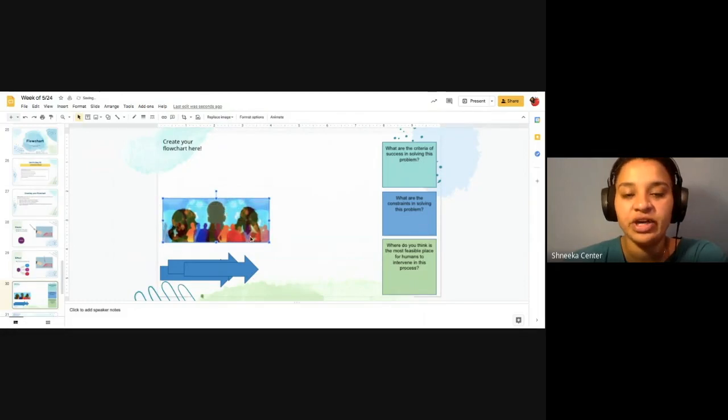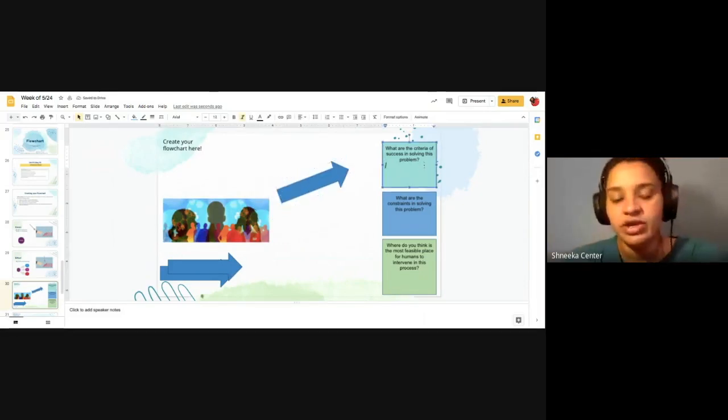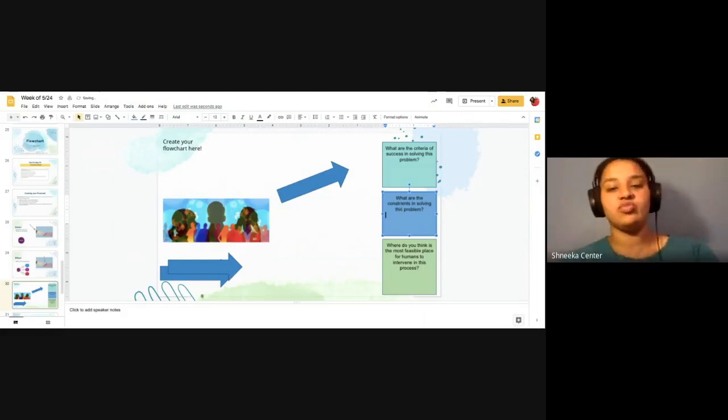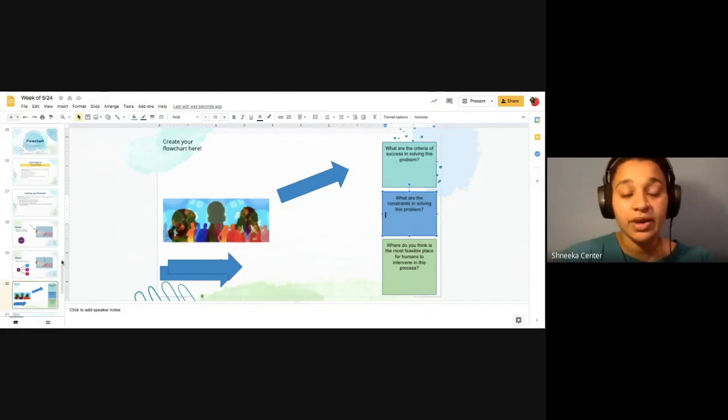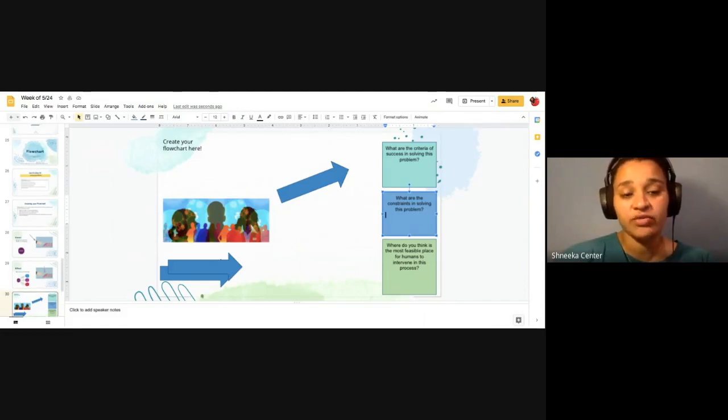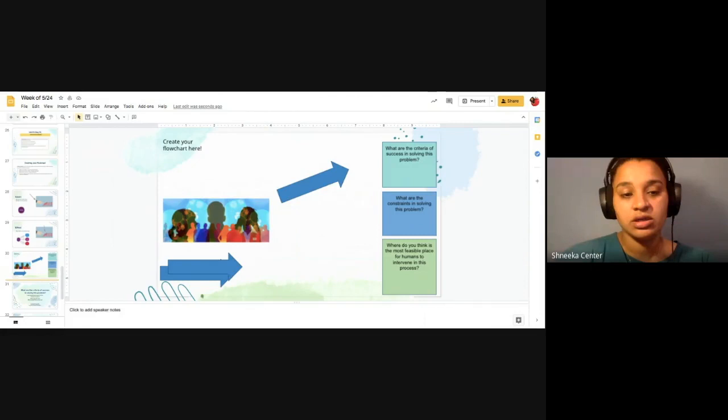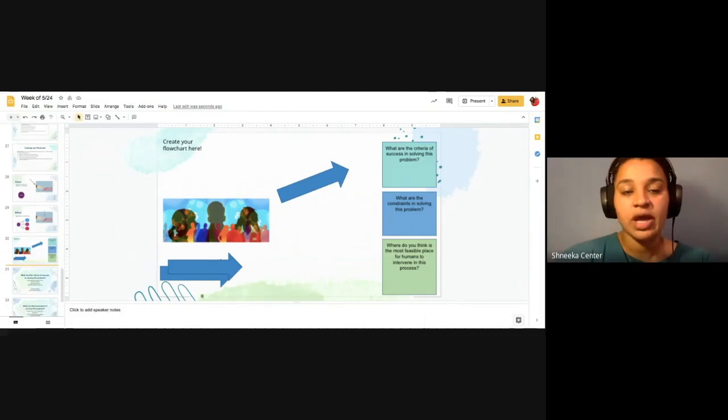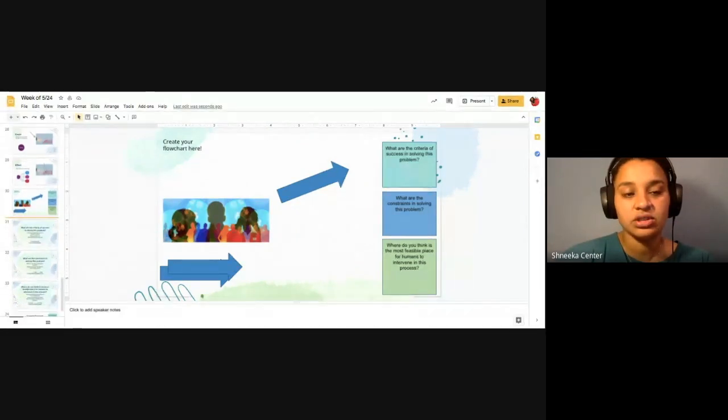Once you complete your flowchart, you can answer the questions in these boxes. They're already set up so you can start typing in them. So just press enter. Then you can have your space here. I'm going to show you a model of what your flowchart could look like. And then I'm going to help you answer some of these questions.